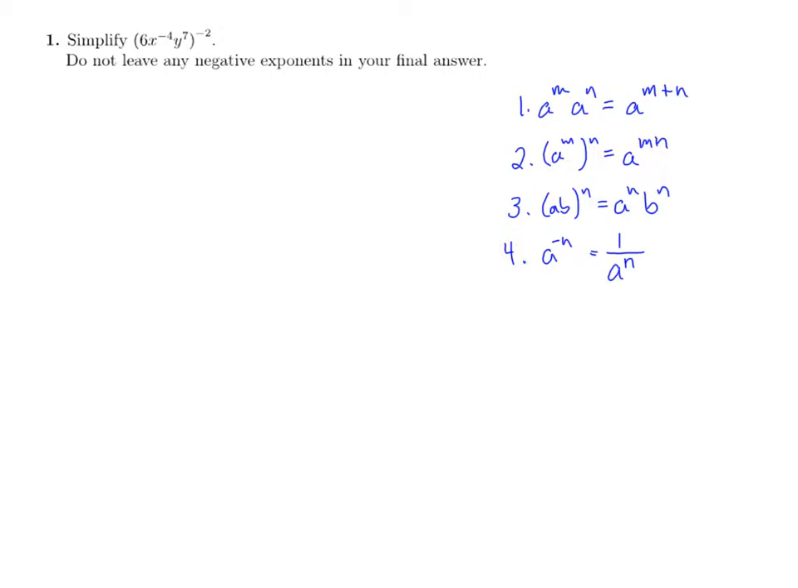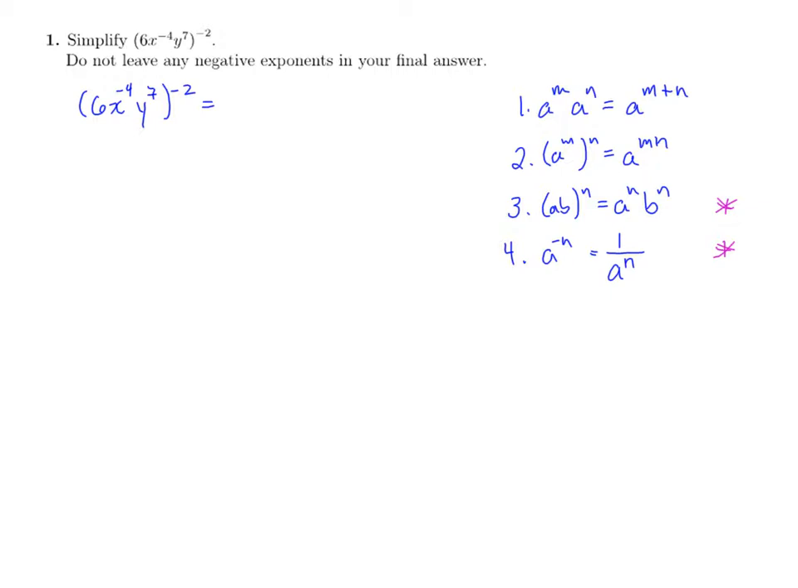Okay, so to get started, let's take 6x to the negative 4th times y to the 7th, and again that's inside parentheses, and then raised to the negative 2 power. As our first step, we have a couple different choices here. We could apply rule 3 that I have written here as our first step. We could also apply rule 4 as our first step, and there are multiple ways to come up with a correct, fully simplified expression here. I'm going to start by applying rule 3.